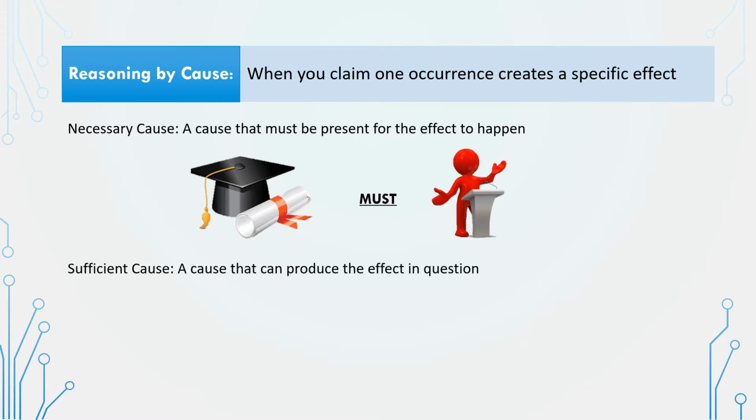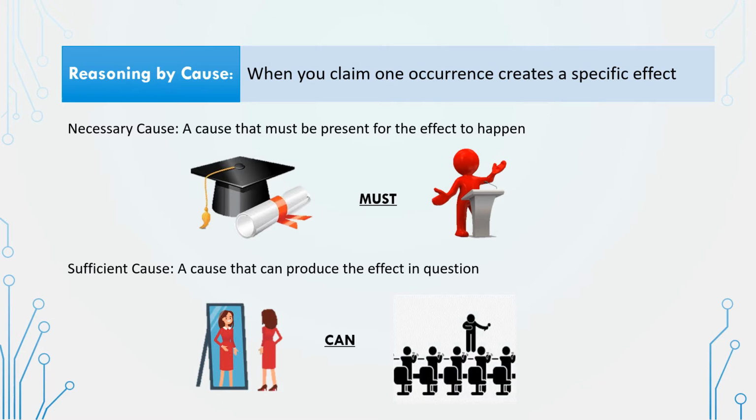Another way you can reason by cause is through sufficient cause. Sufficient cause is a cause that can produce the effect in question. For example, practicing your persuasive speech in front of the mirror can help you to give a successful persuasive speech to your COM 1100 class. There are other ways that you can produce the effect of a good persuasive speech for your COM 1100 class, but practicing in front of the mirror is one way that can help you do that. So it's sufficient, though it's not necessary.